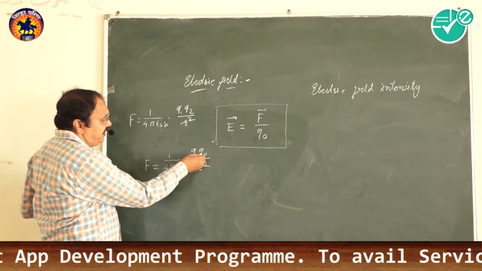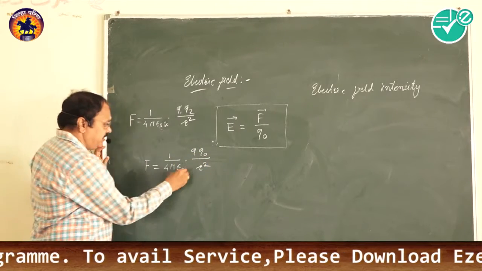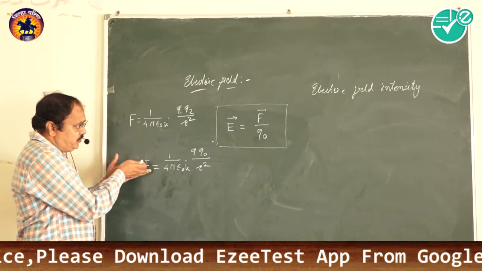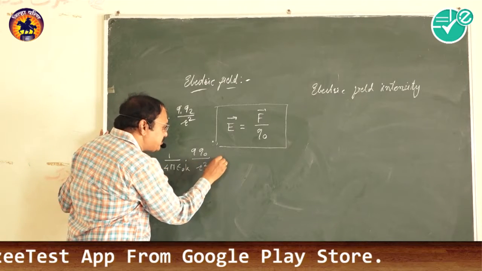Here we take it as a reference point. So Q naught is our point charge. It is also epsilon 0 K. So we put this value in this equation. If we are taking it as a vector, then we have to specify the unit vector.